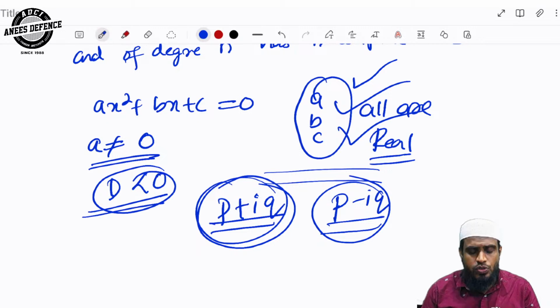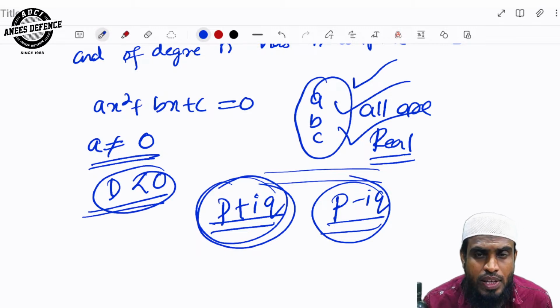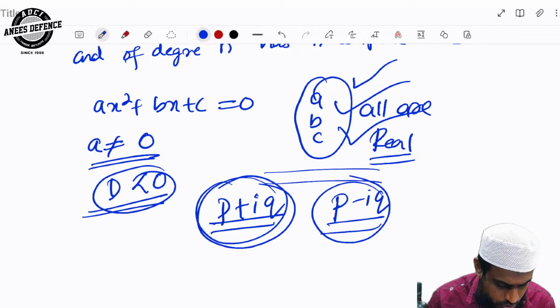If the coefficient of x square, coefficient of x, and the constant are all real, and after that you check the value of the discriminant becomes less than 0, then it will go to imaginary roots. In such a case, you are getting a complex root as p plus iq. In such a case, there will be another complex root that is exactly the conjugate of the first one.